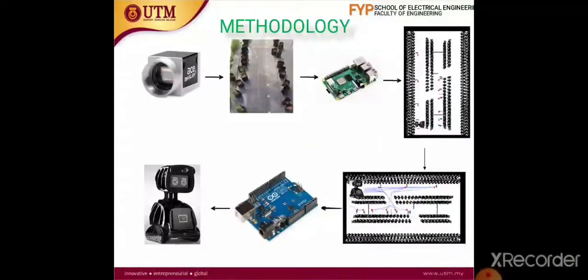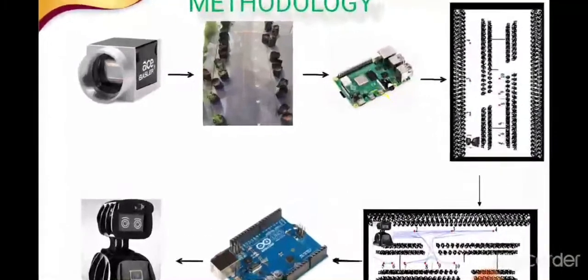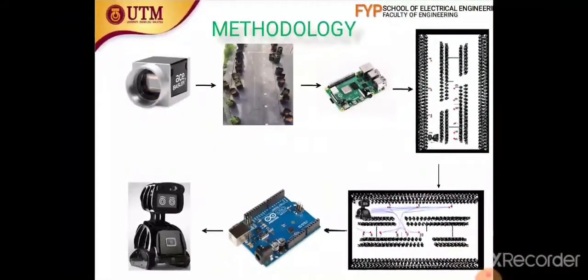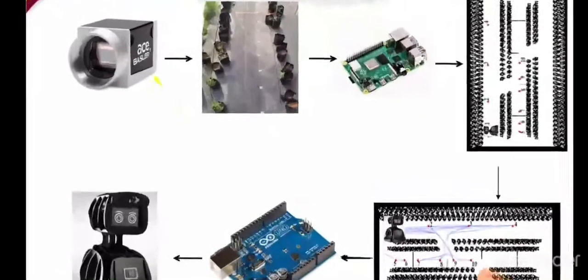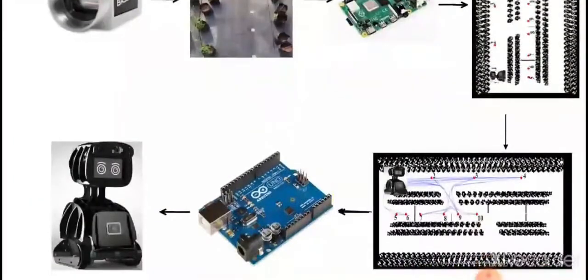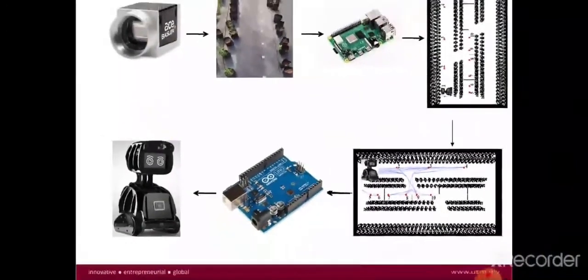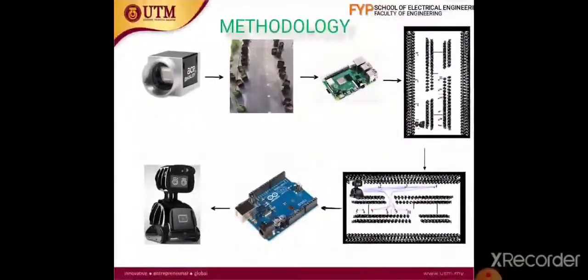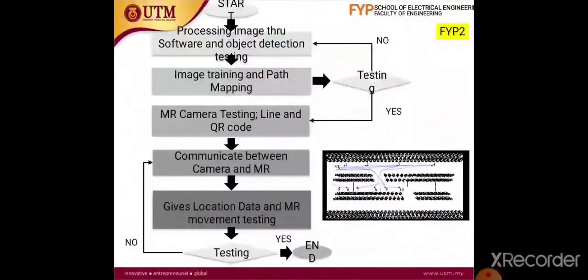It will capture the image and then the Raspberry Pi will process the image to determine where the robot and where the plant are. And third, from the data we can navigate the robot by sending which plant or which coordinate the robot wants to go to the Arduino, then the Arduino will navigate the robot. Okay, this is what I explained before.